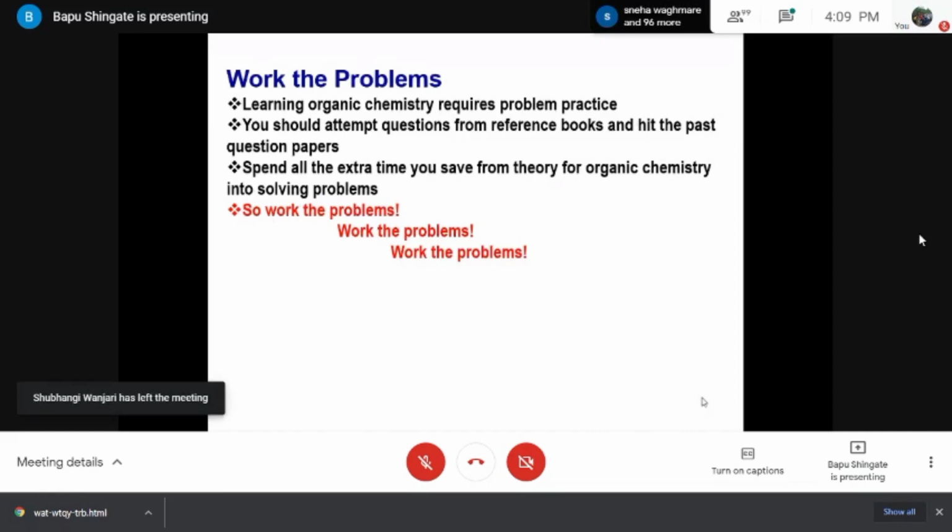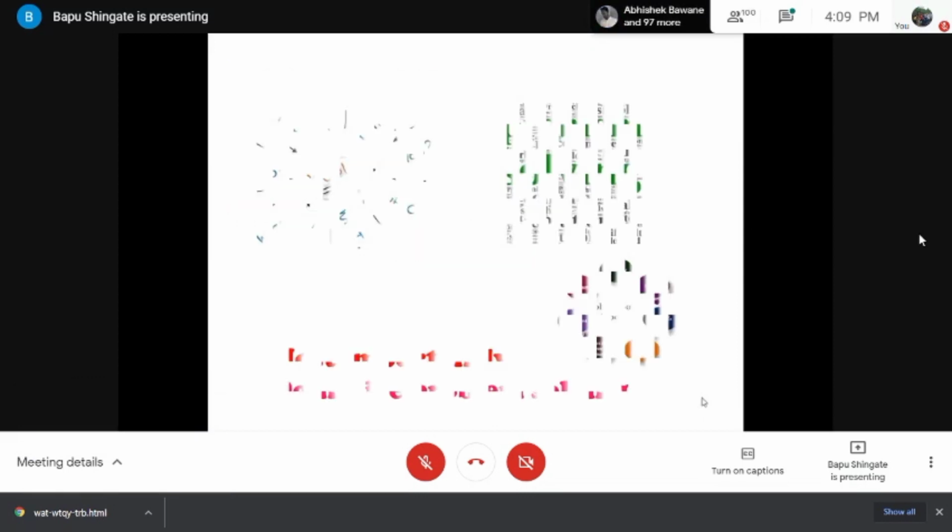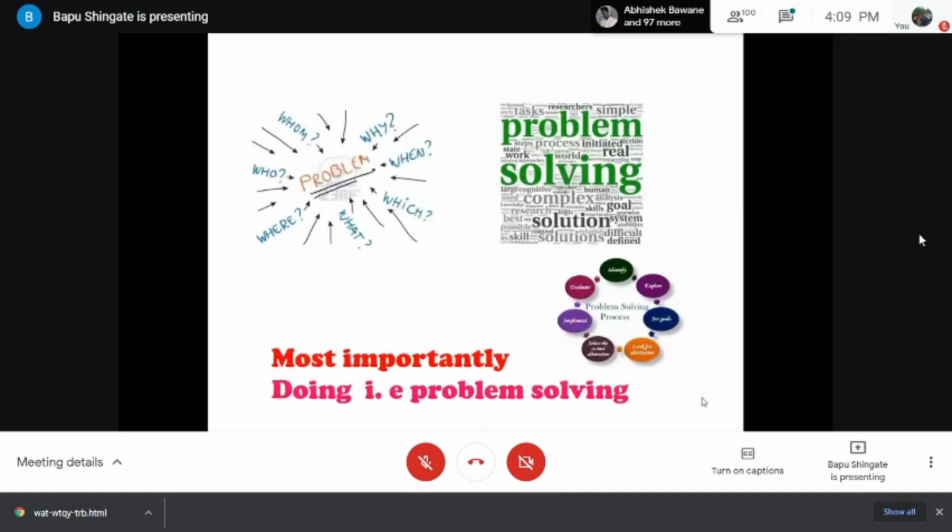So work with the problems. This is my suggestion to all of you. That's why, in addition to four important points, reading quality books, listening to the lectures delivered by the experts, preparation of notes by yourself and doing experiments in the laboratory, the most important point is, after understanding any topic of organic chemistry, you have to solve a number of related problems.